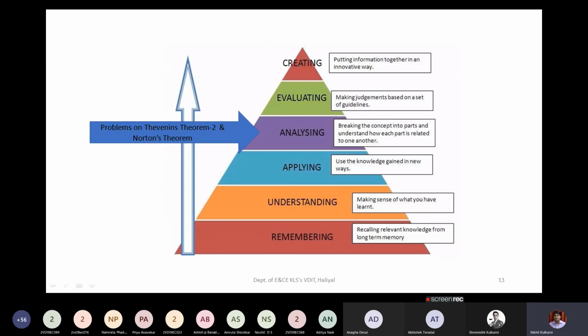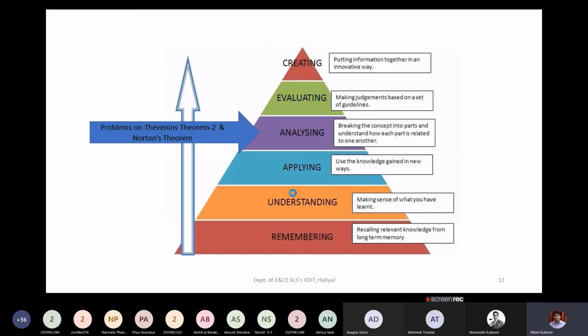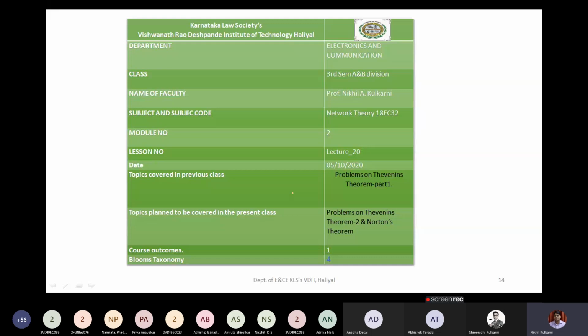So these are the two problems which I have considered from Norton's theorem. In the coming classes, we shall consider a few more problems on Norton's theorem. We shall end here. If you have any difficulties, let me know.